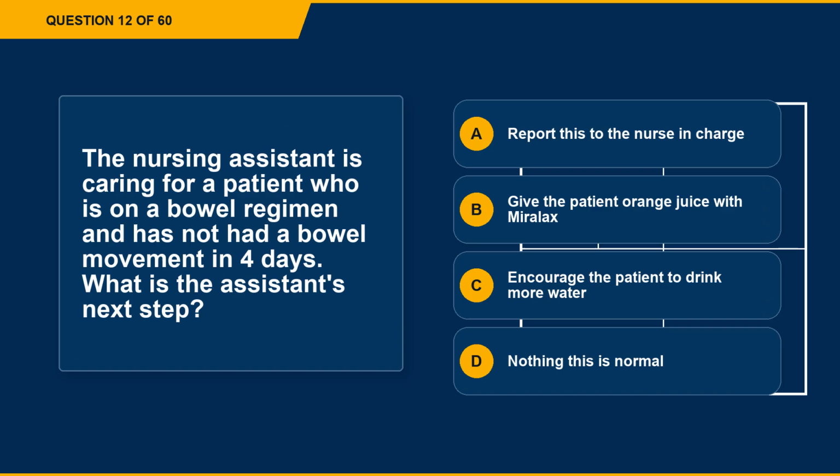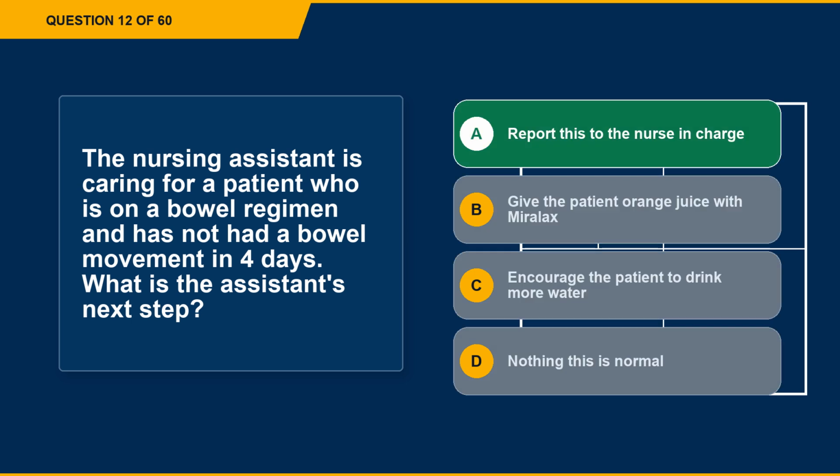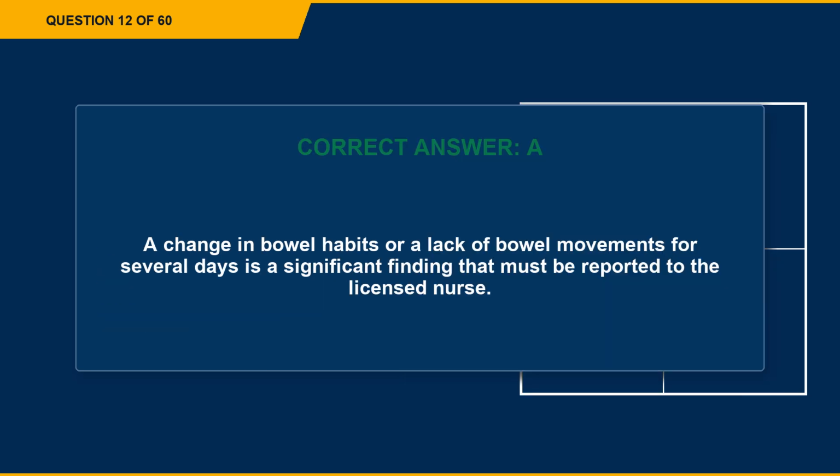Question 12. The nursing assistant is caring for a patient who is on a bowel regimen and has not had a bowel movement in 4 days. What is the assistant's next step? Option A, report this to the nurse in charge. Option B, give the patient orange juice with Miralax. Option C, encourage the patient to drink more water. Option D, nothing, this is normal. The correct answer is option A, report this to the nurse in charge. Explanation: A change in bowel habits or a lack of bowel movements for several days is a significant finding that must be reported to the licensed nurse.